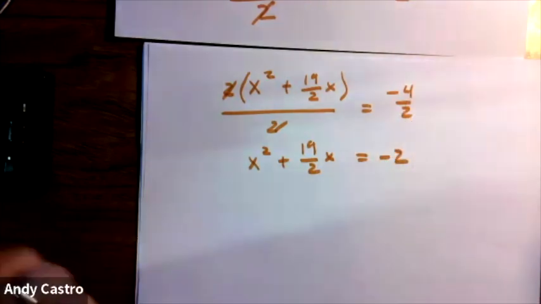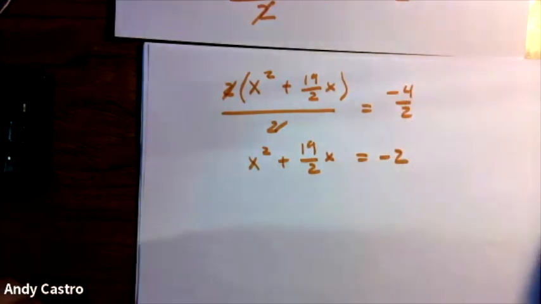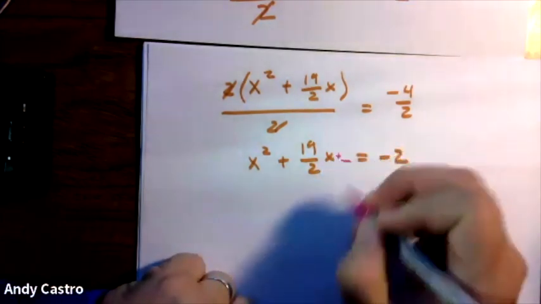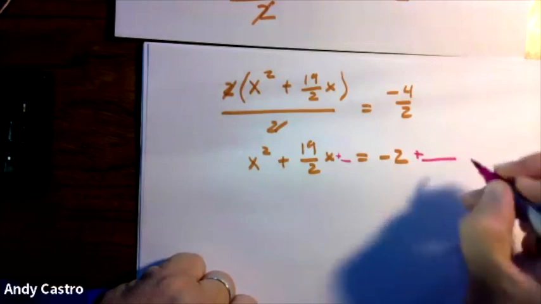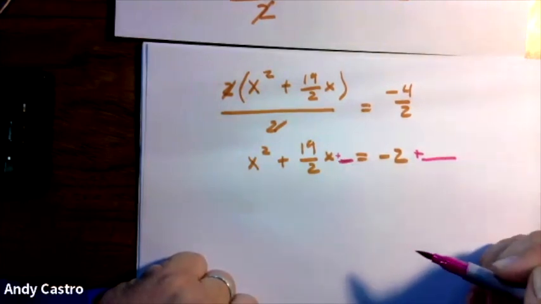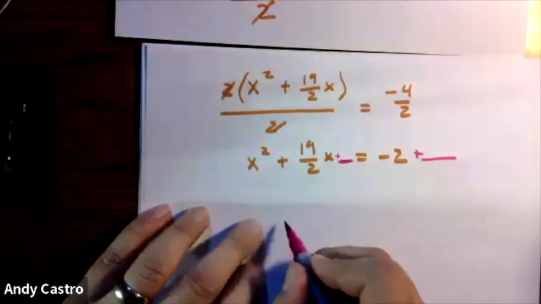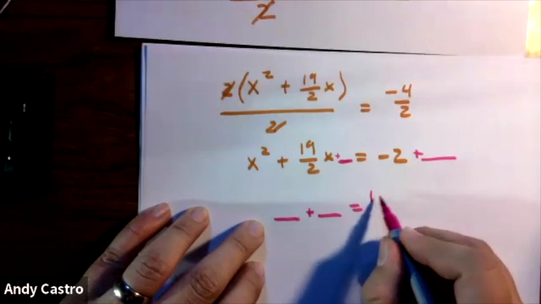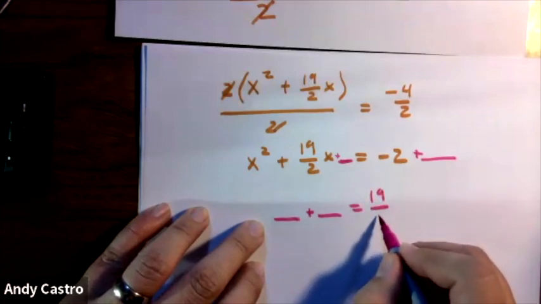Okay. So obviously it's divided out, so we're left with x squared plus 19 over 2 x is equal to a negative 2. All right, so now I can complete the square. So I can add it to here, add it to here, in order for it to be a perfect square. Now I want 2 things that I add together to give me my middle term of 19 over 2.